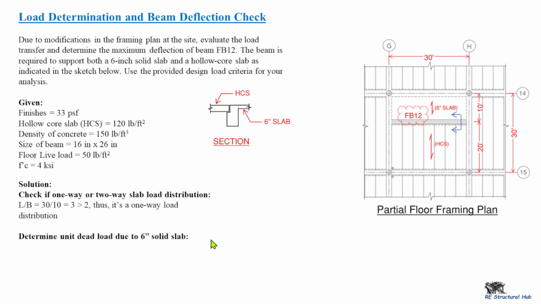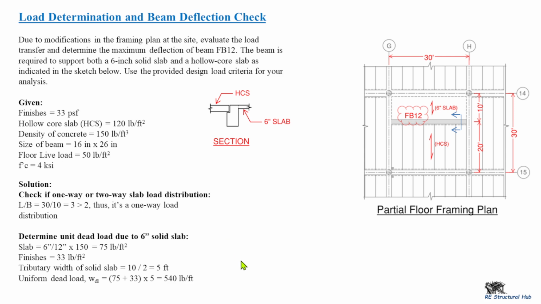So let us go ahead and determine the unit dead load due to the 6-inch solid slab. Slab 6 inches divided by 12 and multiplied by 150, the density of concrete, that would give us 75 pounds per square foot. Then the finishes is 33 pounds per square foot. The tributary width of the solid slab is 10 divided by 2, that would give us 5 feet, and the 10 is actually coming from here, that's the width of the slab. Since it is one-way, half of that will transfer to that beam.